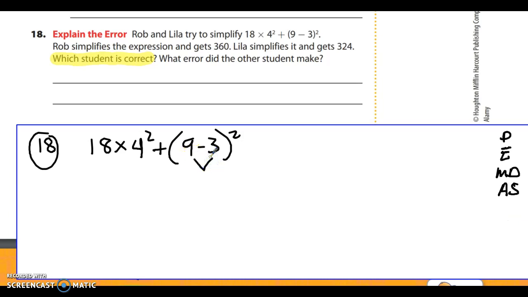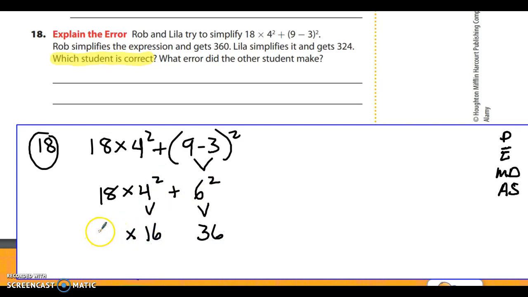So we're going to do 9 minus 3 and then square it. 9 minus 3 is 6. This squared that was attached to it goes right here. And now we've got 4 squared and 6 squared and 18 times. And so now you can do the 6 squared and the 4 squared. You can do them at the same time. We just use double carets. 6 squared means 6 times 6. That's 36. And 4 squared means 4 times 4. That's 16.